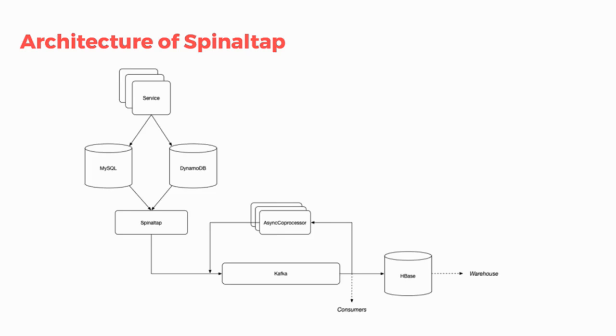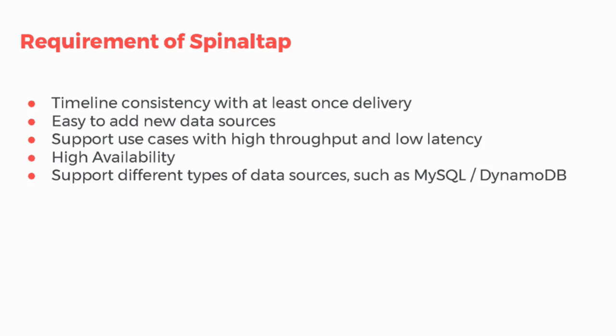Once the changes land in Kafka, we have a bunch of different Kafka consumers that consume these messages and do their work. We also write the data directly into HBase so that our data warehouse can consume it if necessary. In addition, recently we have been investing a lot into streaming. We have a bunch of streaming jobs reading the Spinaltap messages in Kafka, doing asynchronous processing, and then writing into Kafka again for more processing.